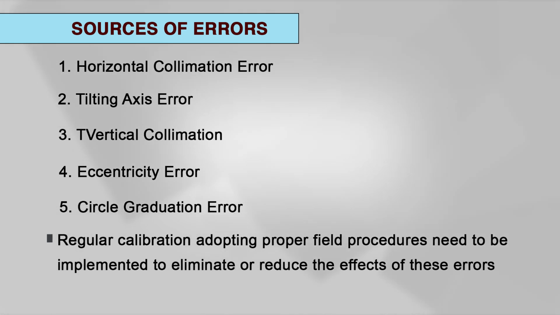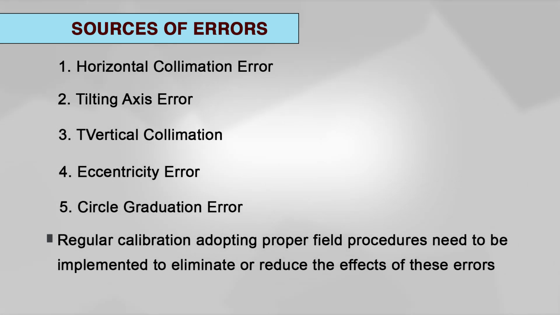The next one is the tilting axis error. When the horizontal axis is not perpendicular to the vertical axis, this type of error occurs. It causes the line of sight to move in an inclined plane as the telescope is plunged. It affects horizontal circle reading for tilted sights. It is eliminated through both face observation and by keeping equal backsight and foresight distances.